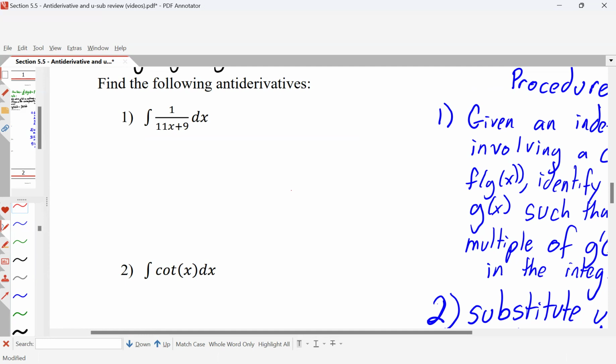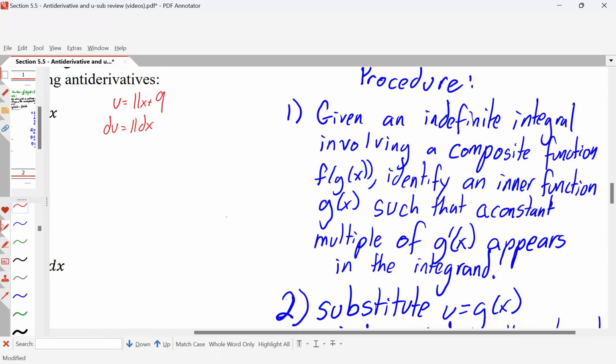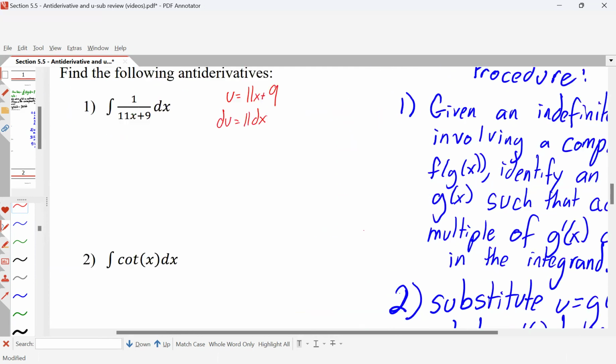So looking at this, making u equal to 11x plus 9, if we take the derivative of everything here, we get du equals 11 dx. Because remember, the derivative of x is 1. So in that first step where we're identifying an inner function such that a constant multiple appears, well, the derivative of 11x plus 9 is just a constant. So its constant multiple appears.